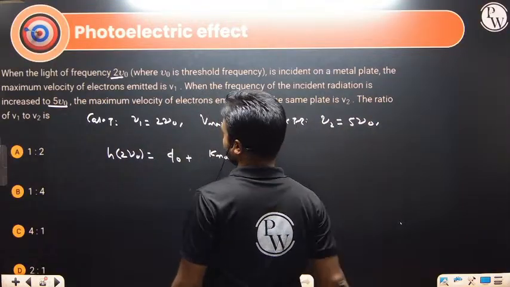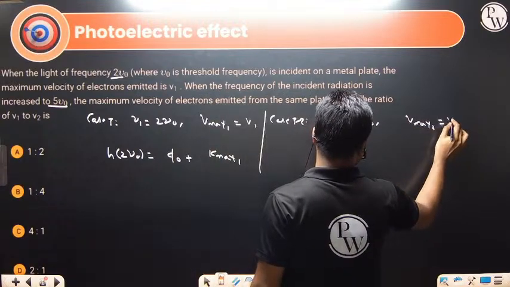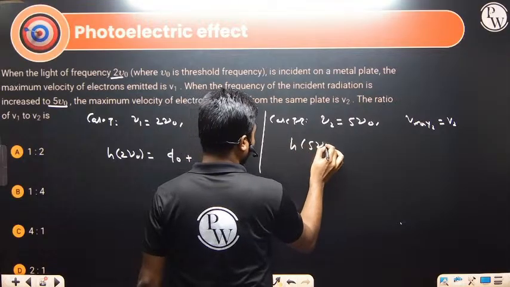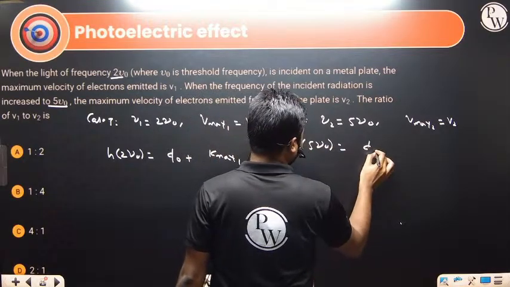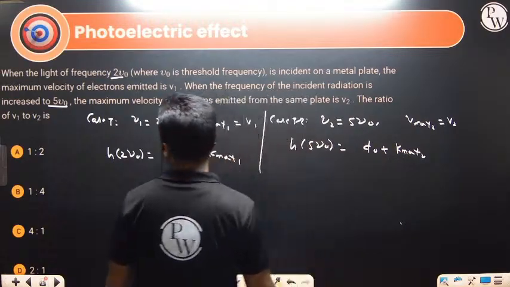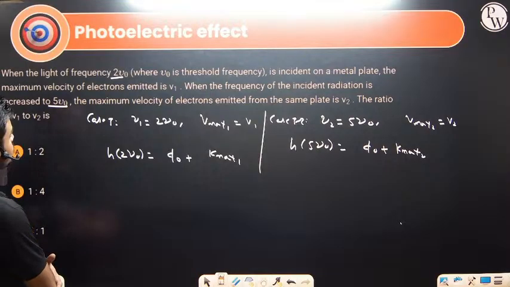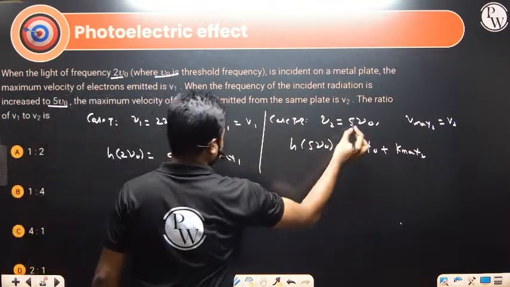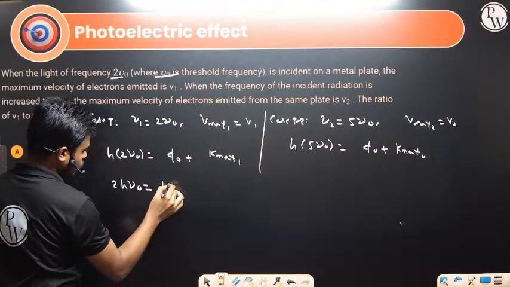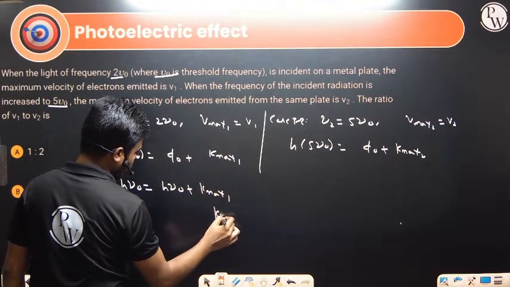The maximum velocity in this case is v2. So if I write the Einstein photoelectric equation here, h into 5 mu naught is equal to phi naught plus k max 2. Phi naught plus k max 2. And what is the threshold frequency? The threshold frequency is mu naught. So this particular term, that is 2h mu naught, is equal to h mu naught plus k max 1. So what is k max 1 that we are getting from here?